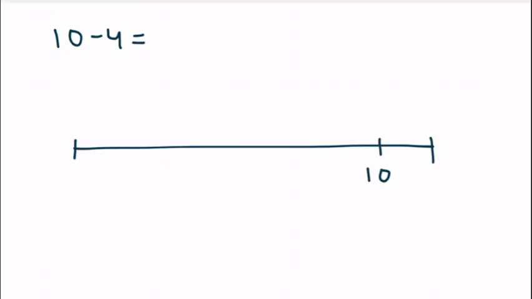Let's do more. 10 minus 4. Draw our number line, plot 10, and move to the left 4 times. 1, 2, 3, 4. And that's 9, 8, 7, 6. Our answer here is 6.